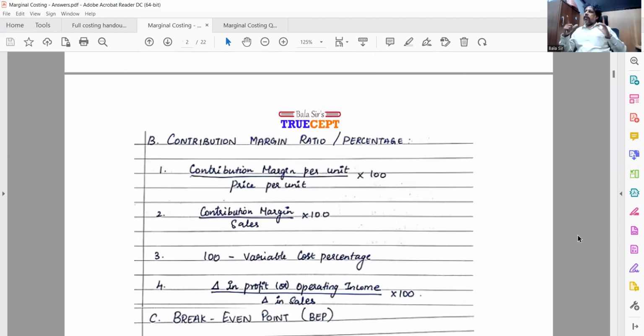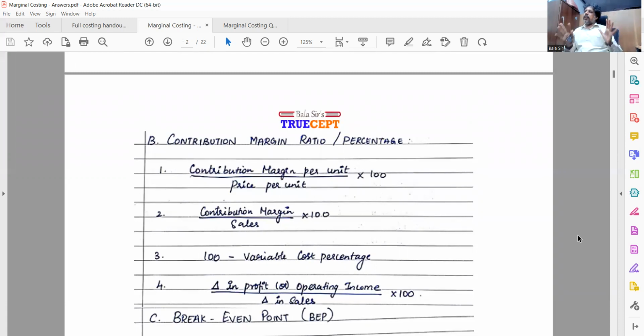And that change in contribution is driven by what? Change in quantity sold. Yes or no? In other words, a change in profit is driven by the change in contribution amount, and the change in contribution amount is driven by change in sales. That is nothing but the sales quantity into selling price. Is that fine? Yes. That is why the PV ratio is another name for what?